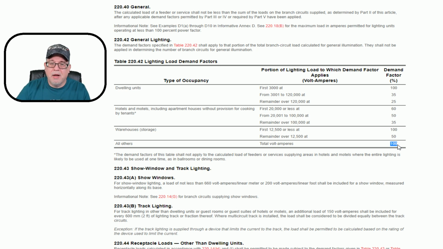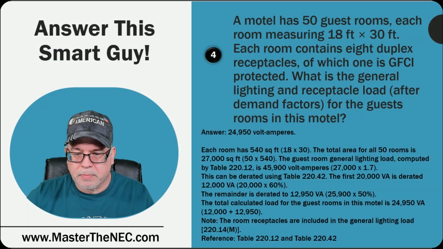In our case, motels are listed under here. So we're going to do the first 20,000 or less at 60%. And then from whatever you got left from 20,001 to 100,000, we're going to do it at 50%. And then any part of that that's over 100,000, we're going to do it at 35%. Okay. It's very similar to what we do with the dwelling unit. Okay. So let's go back to the PowerPoint and work this thing out.